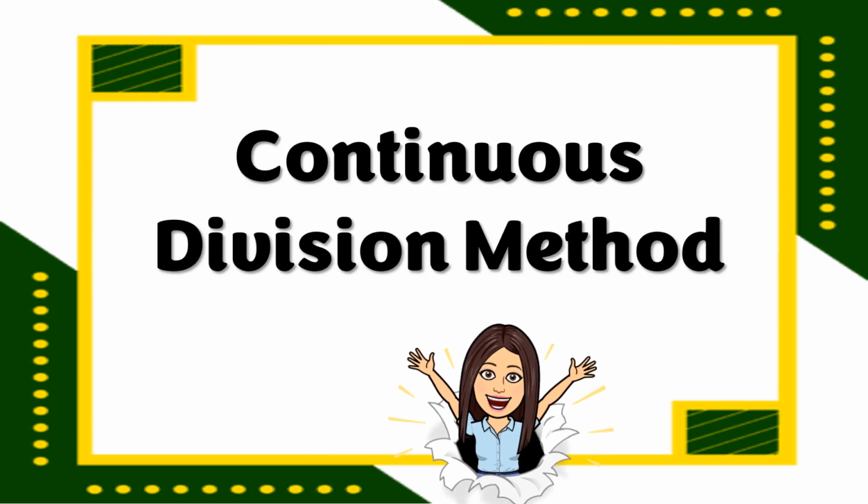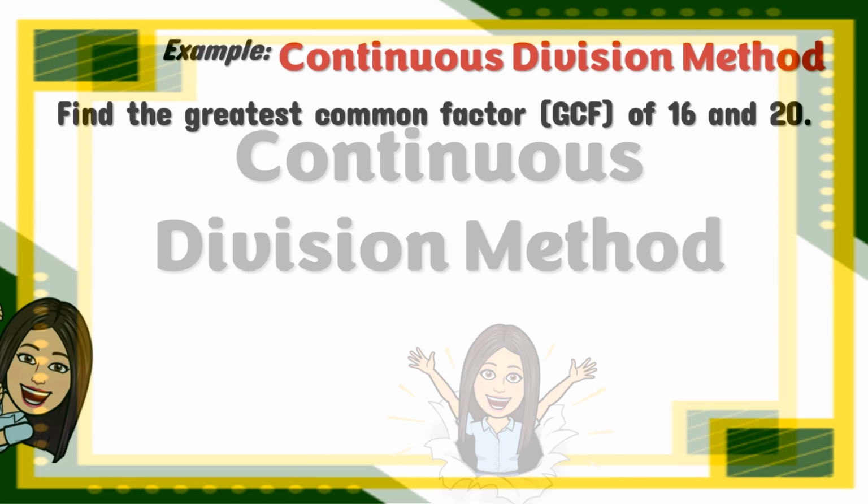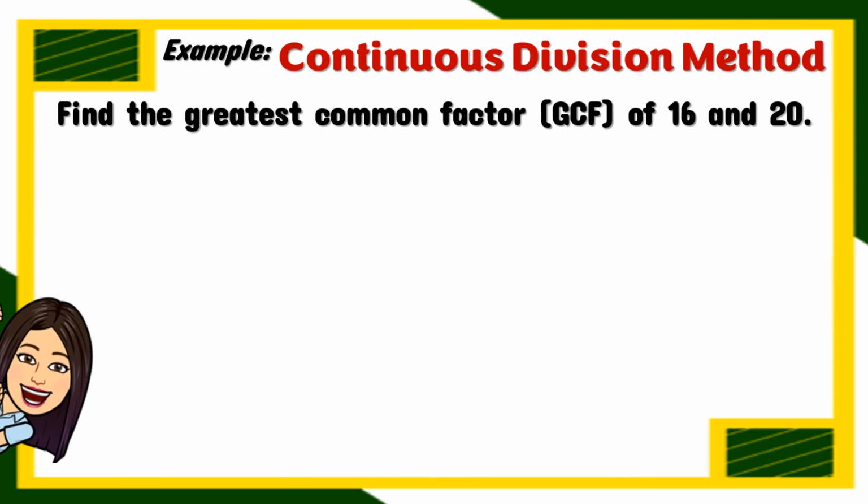And for the last method, the continuous division method. So again, we're going to find the greatest common factor or GCF of 16 and 20 using the continuous division method. So we're going to write 16 and 20 and then we divide them by a possible prime number. 16 and 20 are divisible by 2, so we're going to divide them by the prime number 2.